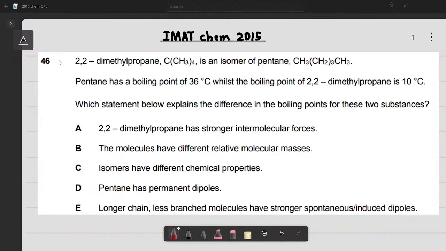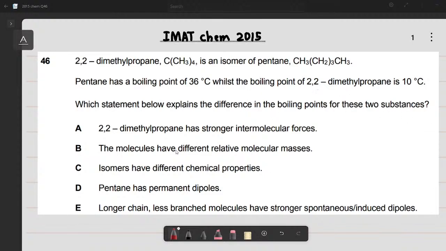Okay, welcome back. This is chemistry question 46 from the IMAT 2015 past paper. I'll be solving this question with all the explanation. It says 2,2-dimethylpropane is an isomer of pentane. We are given the structural formula for each of these compounds, the isomers. Pentane has a boiling point of 36 degrees Celsius, while the boiling point of 2,2-dimethylpropane is 10 degrees Celsius. Which statement below explains the difference in boiling point for these two substances?